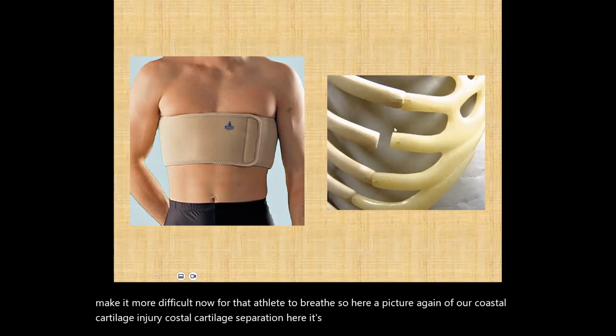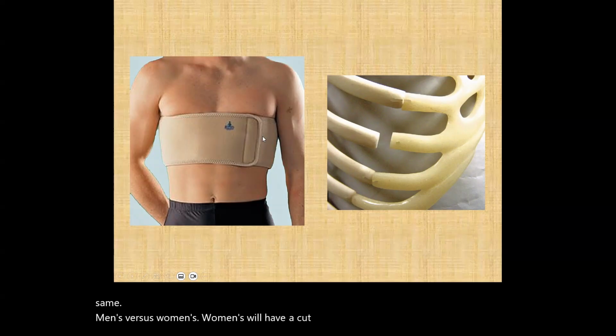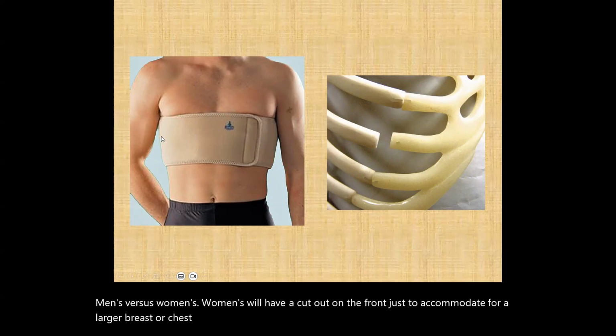Here, it's not inflamed, it's actually started to separate or pull away. So we do have these, called rib belts. They're basically the same, men's versus women's. Women's will have a cutout on the front just to accommodate for larger breast or chest tissue, but it's between 6 and 8 inches wide and just wraps right around that most injured point of the body.